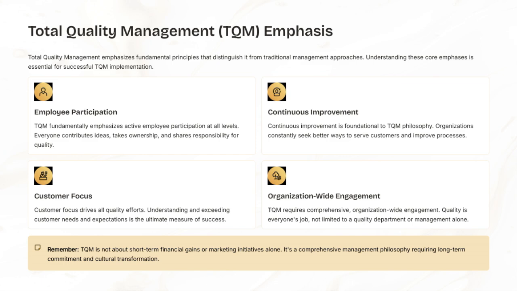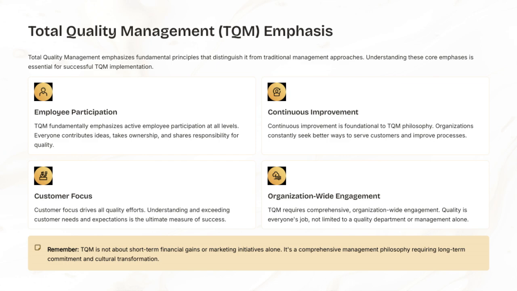Understanding what our customers need and exceeding their expectations is the ultimate goal and the best way to measure our success. Continuous improvement is a foundational element of TQM. It means that we are always looking for better ways to serve our customers and improve our processes. Active employee participation at all levels is essential. Everyone should contribute ideas, take ownership, and share responsibility for maintaining and improving quality.